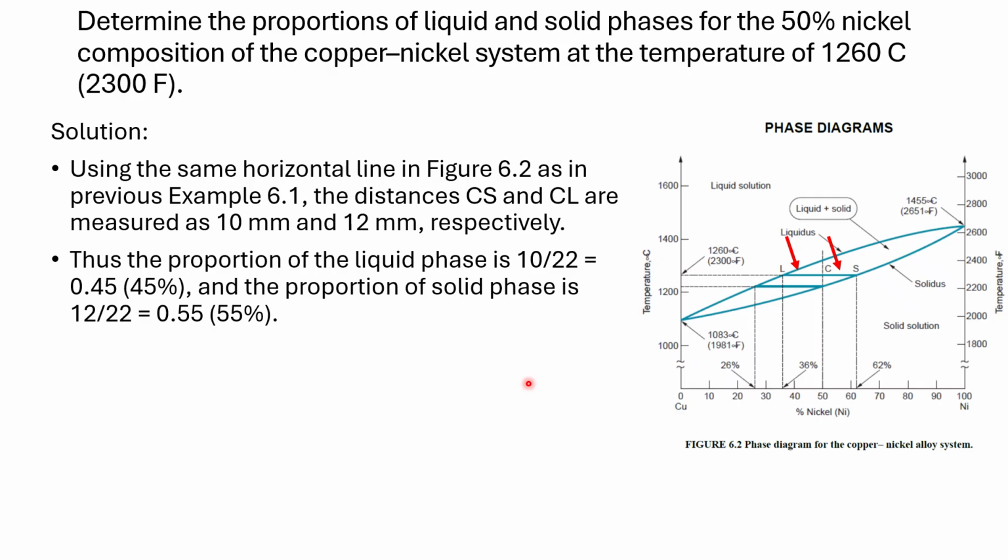So the proportion of the liquid phase is going to be 10, which is the value for the CS, divided by 22, which is the CS plus the LC. And this will give me 45% as a liquid phase. Definitely, we can say that 1 minus 45 is going to be 55%, or you can apply the equation for the solid phase, and this will give me 12 over 22, which is equal to 55%. That's it, and thank you for your listening.